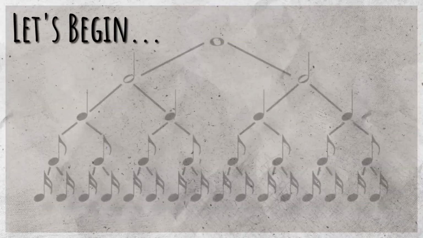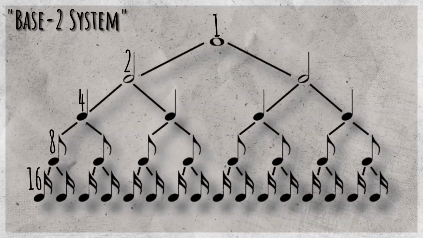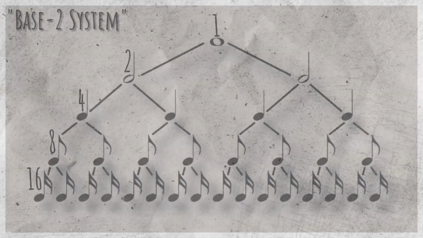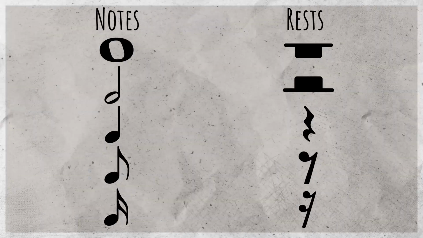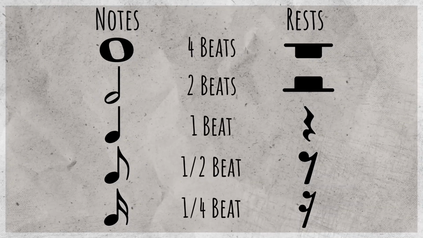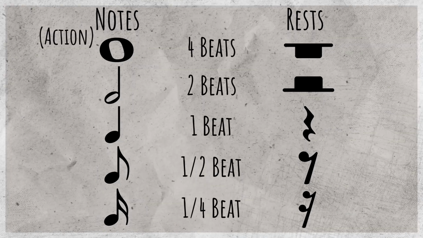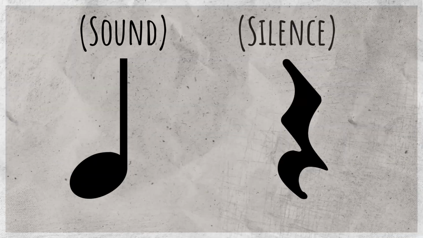Let's begin. This diagram covers rhythms in a base 2 system, which is a system that continually subdivides durations into two equal parts. Each duration in this system has an equivalent rest. In other words, the rests represent the same time span, but instead of indicating a measured action, they signify a measured inaction. In short, notes mean sound, and rests mean silence.